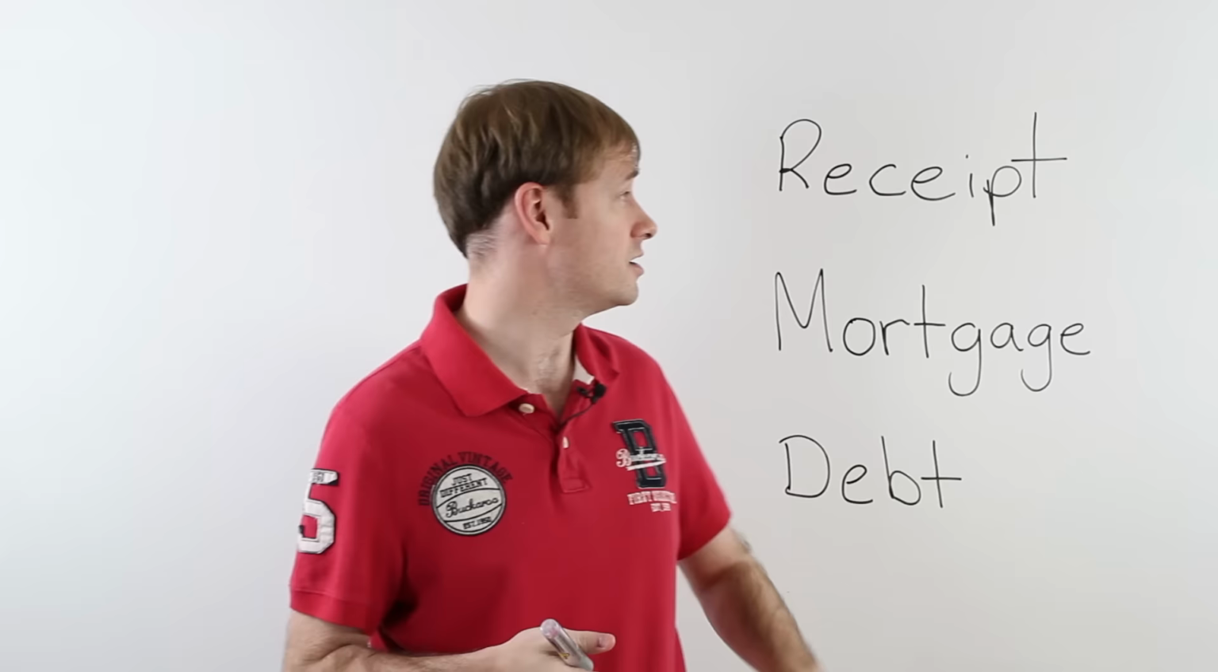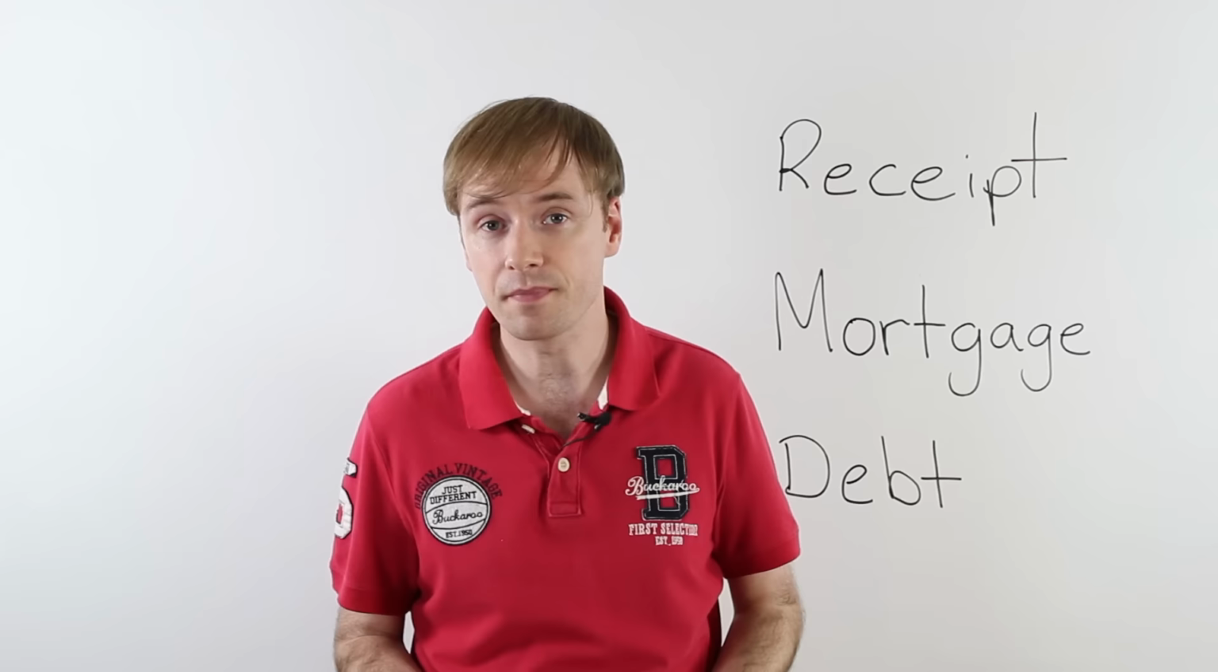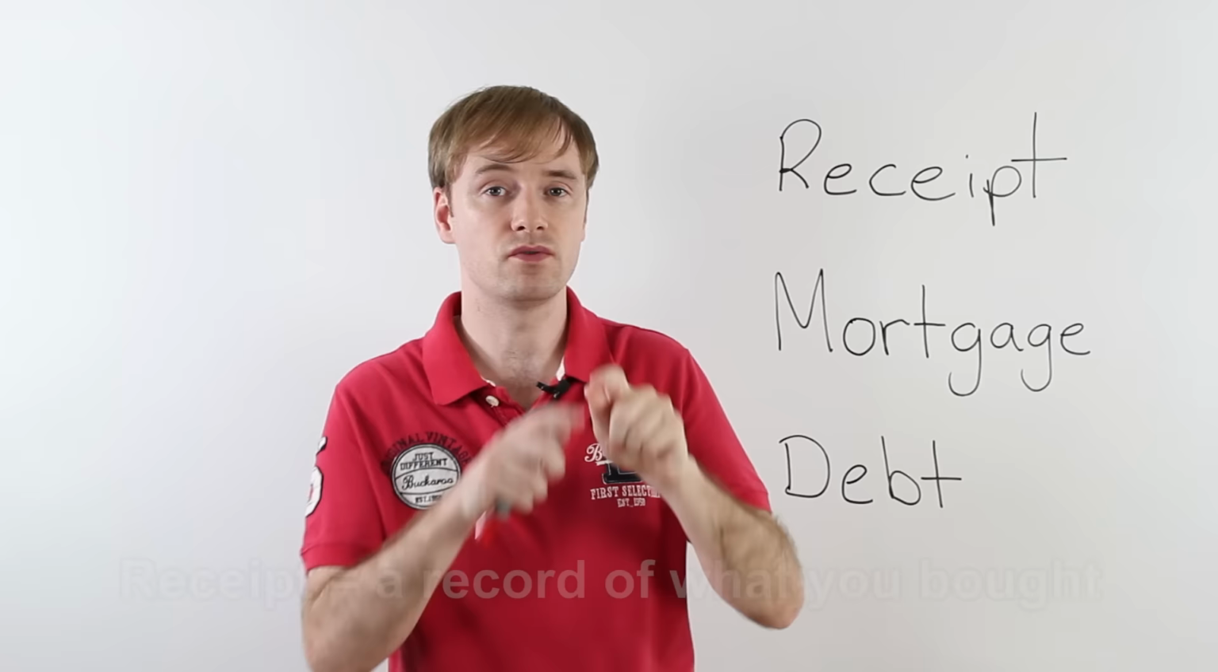So the first word is receipt. And what is a receipt? Of course, when you go shopping to buy something, you have to spend money, and then the clerk will give you a receipt. So the receipt is a record of what you bought, all right?